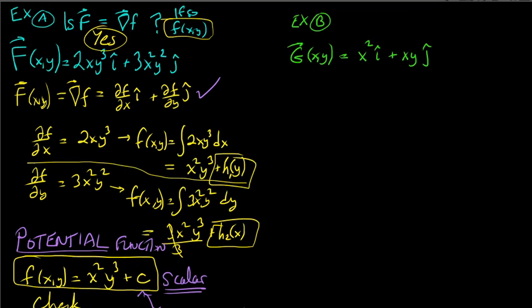Okay. So again, the question is, is the vector field, capital G, equal to the gradient of some scalar field, little g? And if so, can we find the little g of xy? Can we find the potential function?